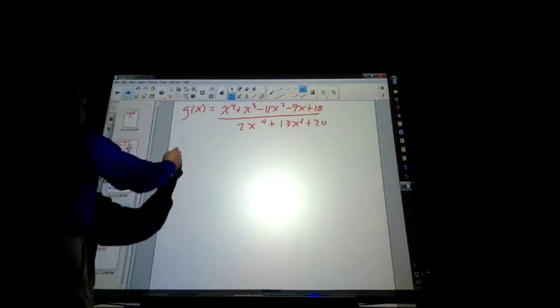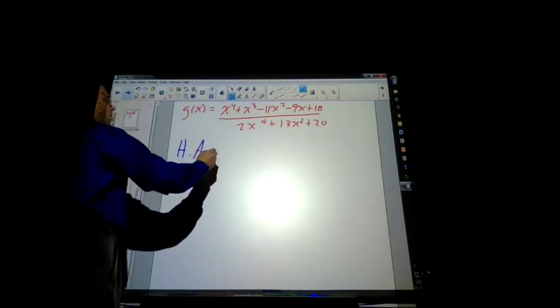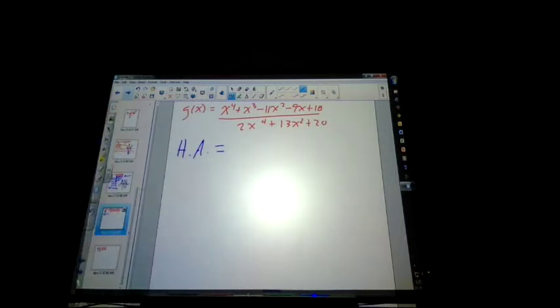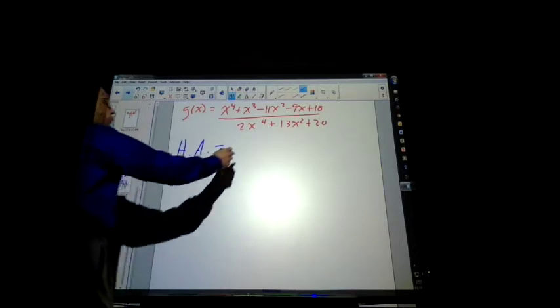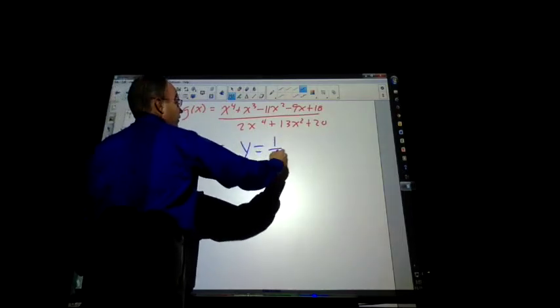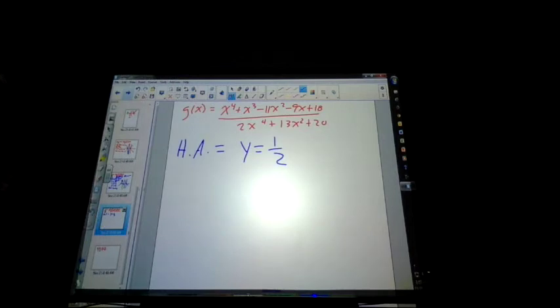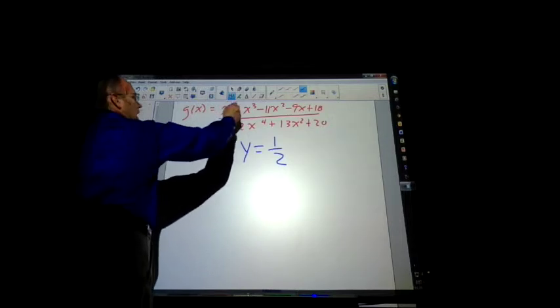All right. On this one, is there a horizontal asymptote? If so, what is it? It's 1/2. So y equals 1/2 is my horizontal asymptote. That's about as far as I'm going to go on this problem. How do we know that? Degree on top equals degree on bottom. And then last problem.